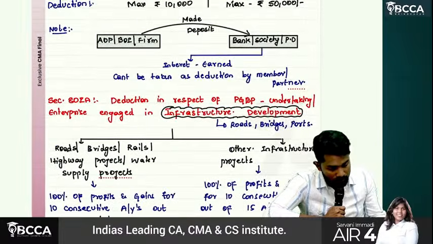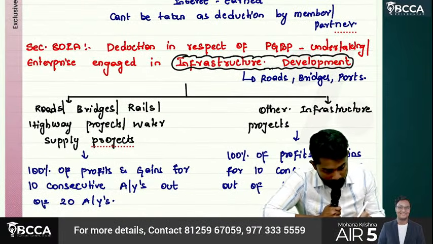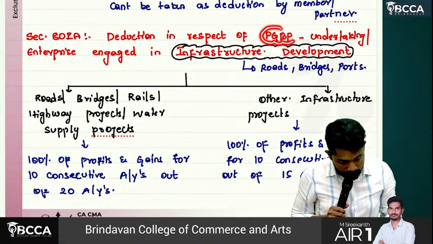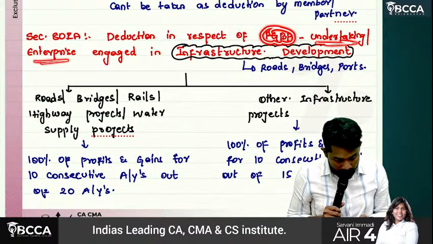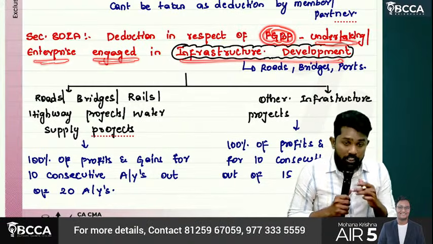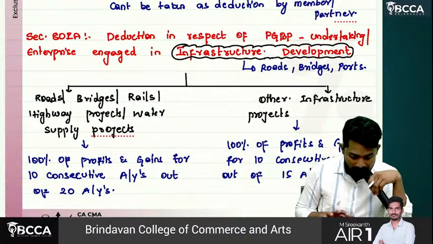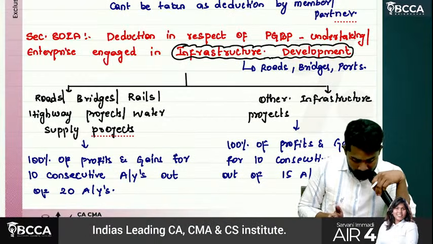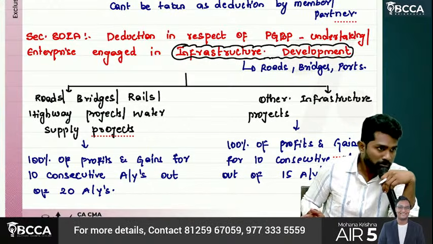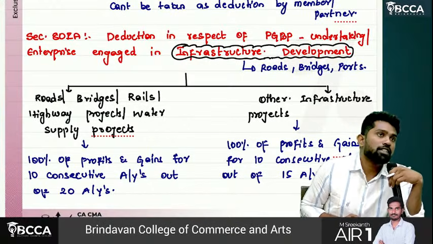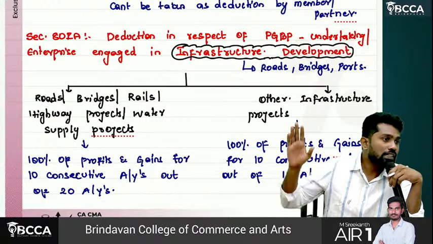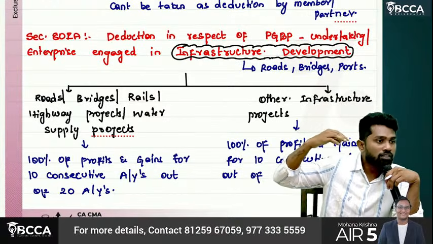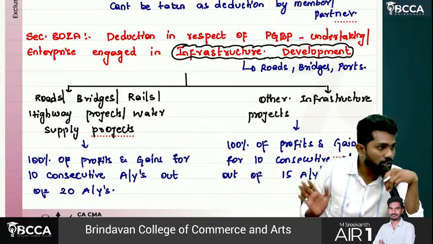Okay, so we are almost about to complete, sir. 80IA: deduction in respect of PGBP with respect to undertaking or enterprise engaged in infrastructure development. Sir, 80IA is one section which was introduced. For the new ventures, this is not there. Mostly this section covers the ventures which started around 2011-12. From there on, for new ventures, this section is not applicable.